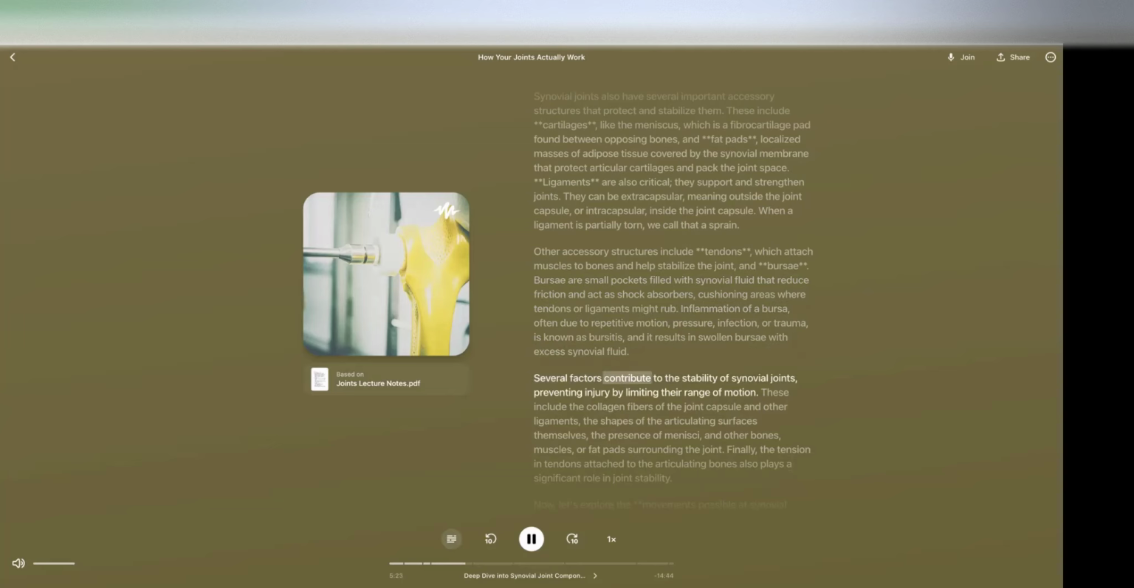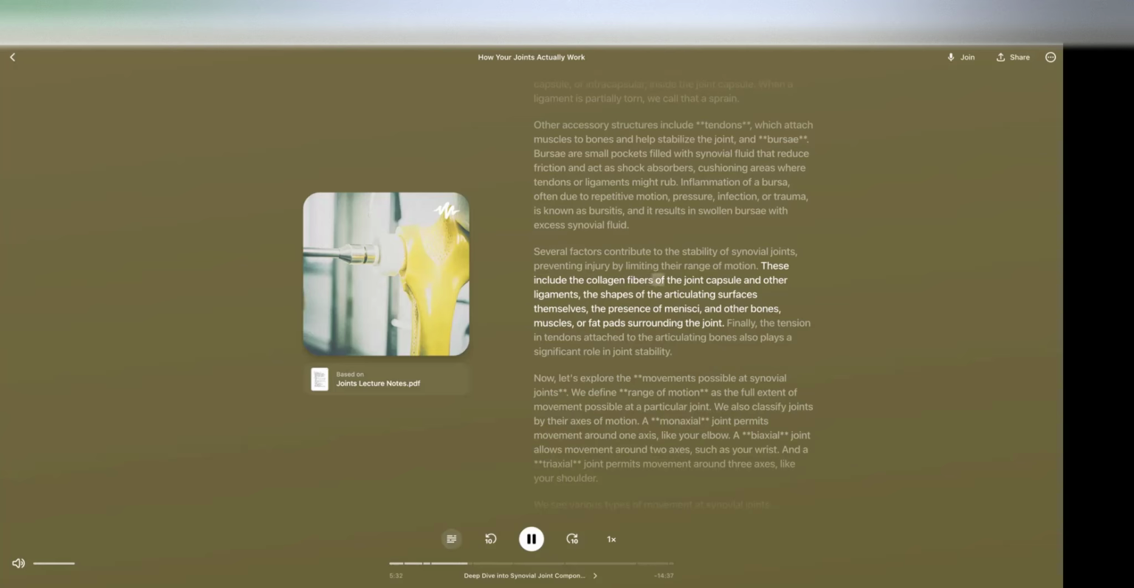Several factors contribute to the stability of synovial joints, preventing injury by limiting their range of motion. These include the collagen fibers of the joint capsule and other ligaments, the shapes of the articulating surfaces themselves, the presence of menisci, and other bones, muscles, or fat pads surrounding the joint. Finally, the tension in tendons attached to the articulating bones also plays a significant role in joint stability.